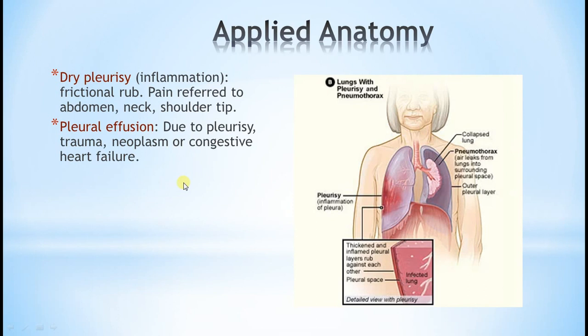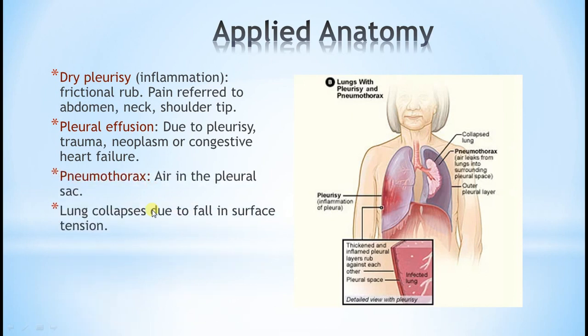Now pleural effusion, collection of fluid. That is due to pleurisy, again inflammation, any trauma to the lung, any growth or neoplasm, or in congestive heart failure, there might be collection of pleural fluid. It might be collection of blood or collection of lymph. Collection of blood is actually called hemothorax, and collection of lymph is actually called chylothorax. Okay, what is pneumothorax?